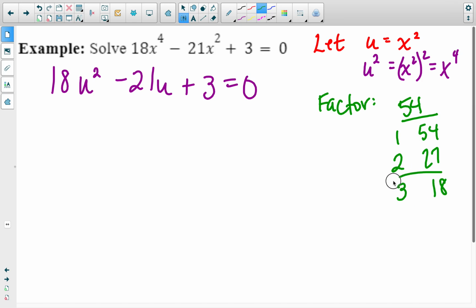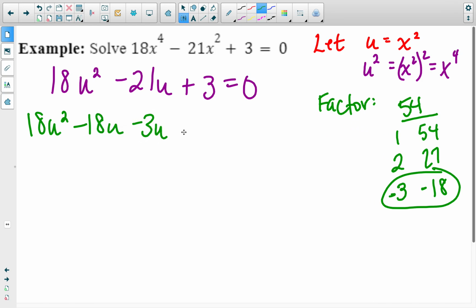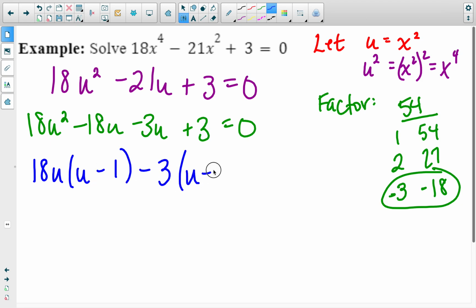And actually, that 3 and 18 pair is looking pretty good. We can take negative 3, negative 18. So let's rewrite 18u squared minus 18u minus 3u plus 3 equals 0. Now we will factor by grouping. Factor out the GCF 18u, you're left with u minus 1. Factor out negative 3, you're left with u minus 1. Thankfully, these quantities are the same, so we can factor out a u minus 1.